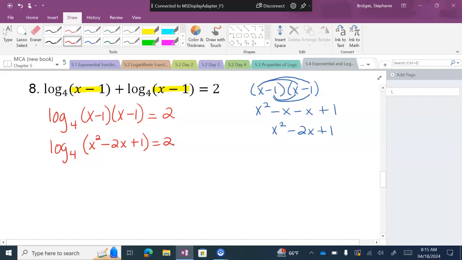I'm going to pause and make sure everybody's good with that. We have to bring them together by multiplying. We actually had to distribute. Now we're ready. Do I have a log equal to a number or a log equal to a log? Log equal to a number. So we have to take it to exponential next. Starting with your base, 4 to the second power equals that entire argument.